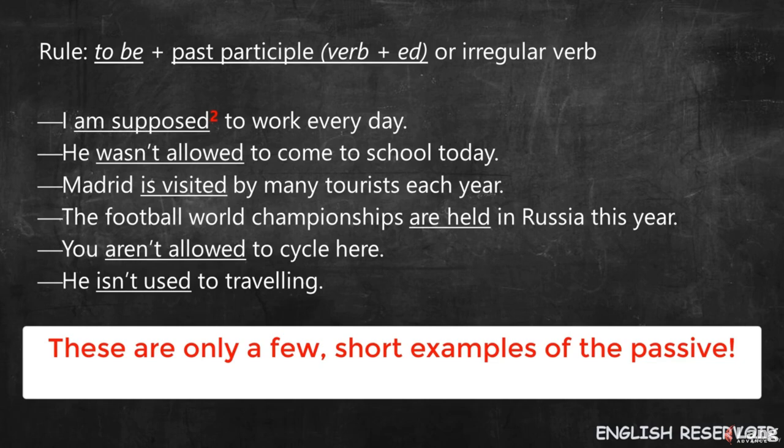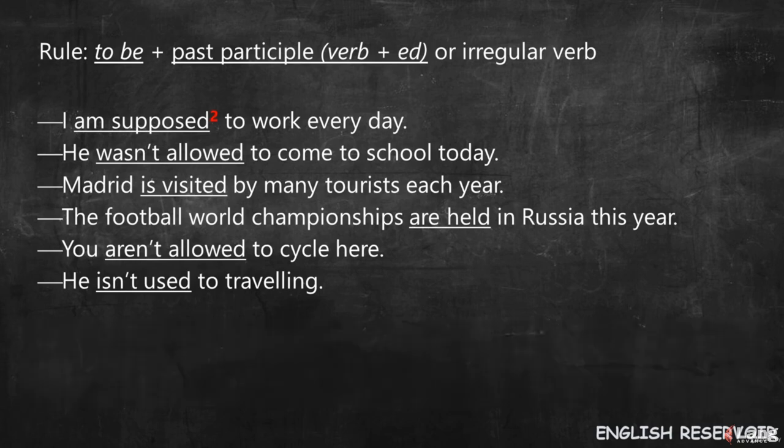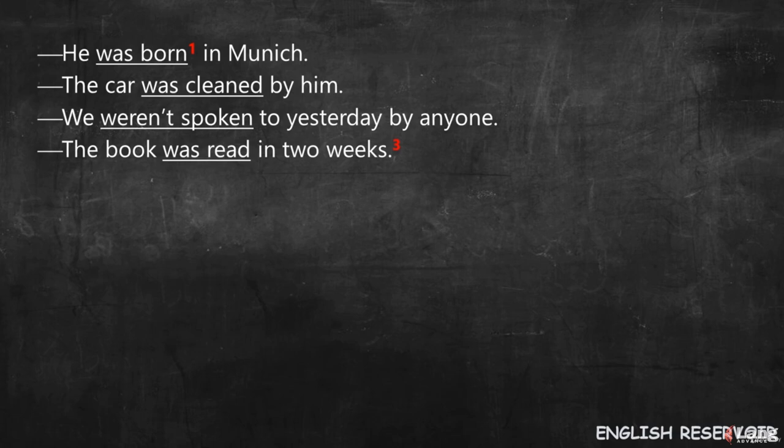I am supposed to work every day. He wasn't allowed to come to school today. Madrid is visited by many tourists each year. The football world championships are held in Russia this year. You aren't allowed to cycle here. He isn't used to traveling. He was born in Munich. The car was cleaned by him. We weren't spoken to yesterday by anyone. The book was read in 2 weeks.